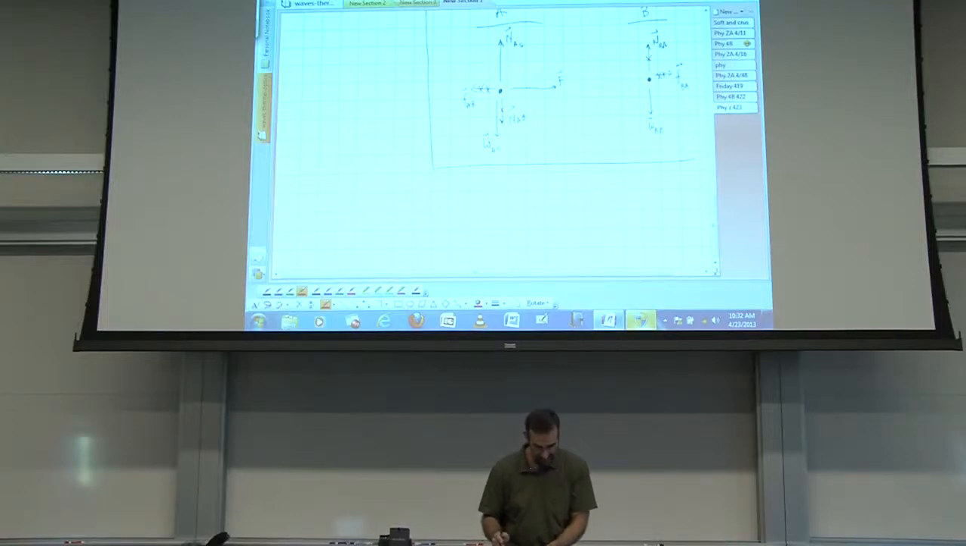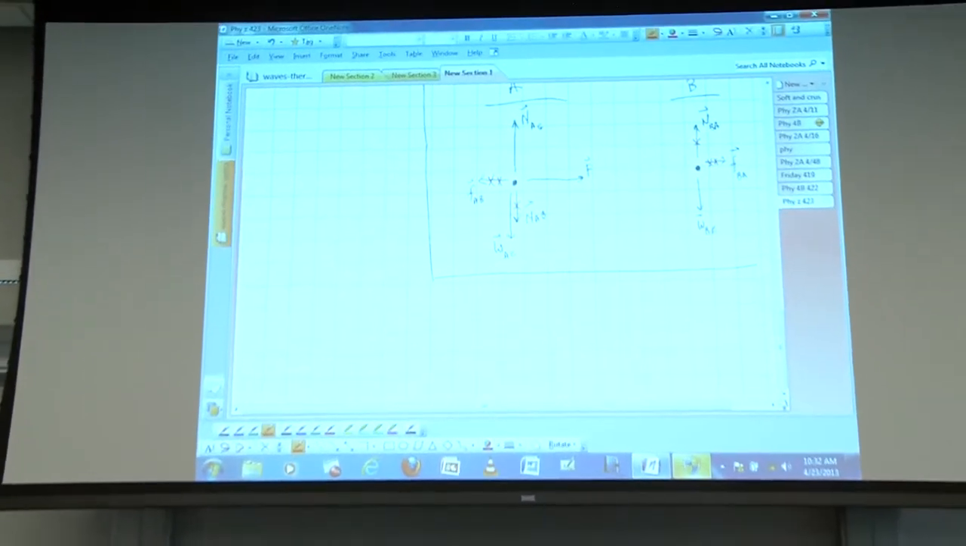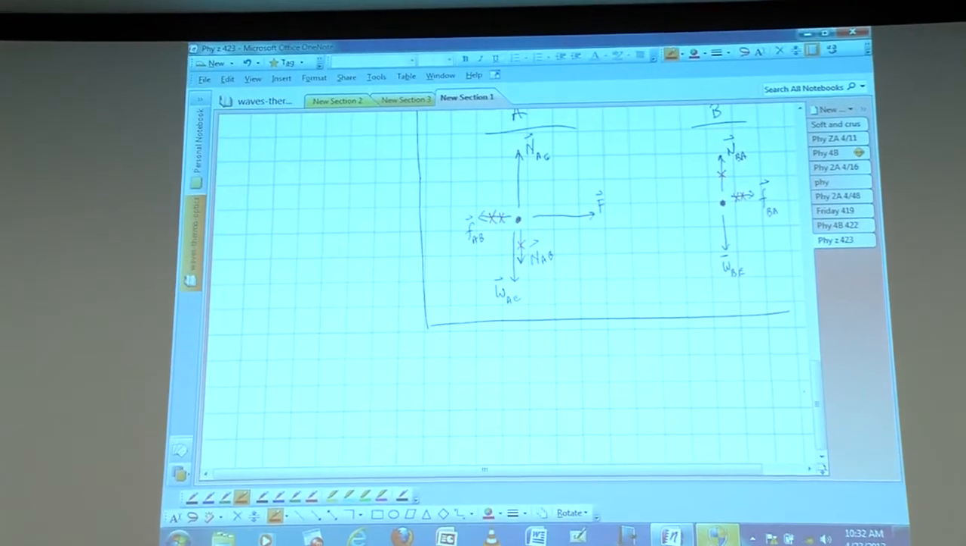We've identified our Newton's pair. There's only one. Now let's see if you can rank the magnitudes of the horizontal forces.